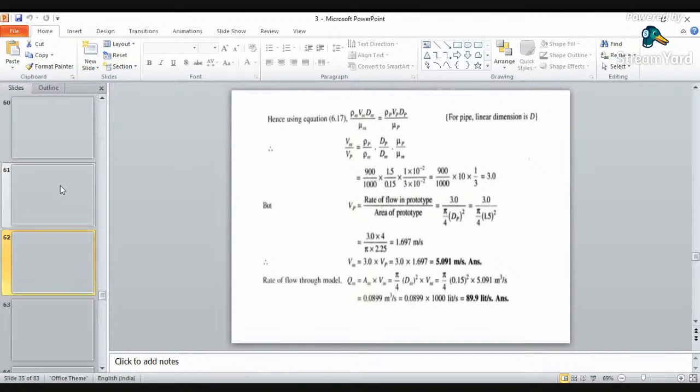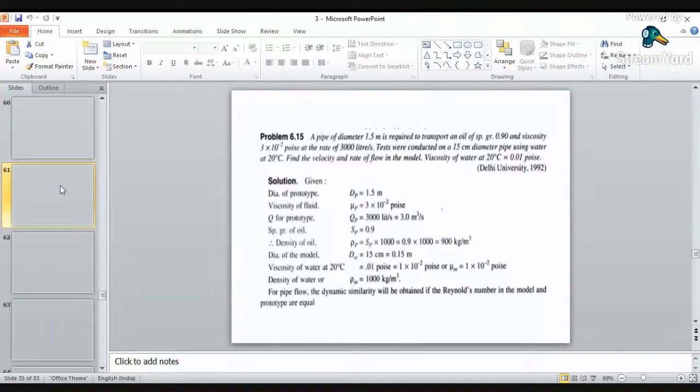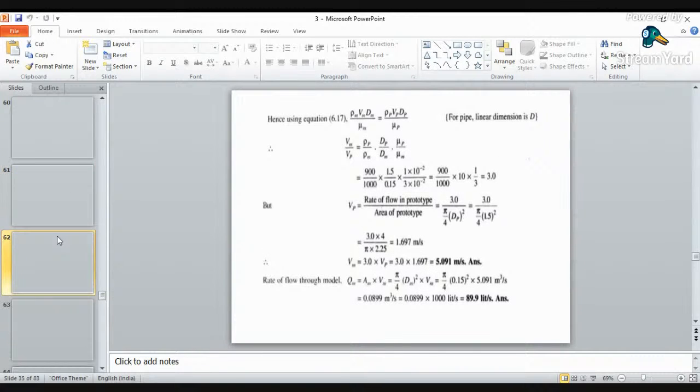Again, what else have we been asked? The rate of flow. You have to find out the rate of flow in the model. So again, the rate of flow will be calculated using the discharge formula, that is Q is equal to area into velocity. Area will be pi by 4 d square into v. You have to find out the discharge for the model. The model's dimension is 15 centimeter and its velocity you have also found, that is 5.09. So you will get the rate of flow of model as 0.0899 meter cube per second.